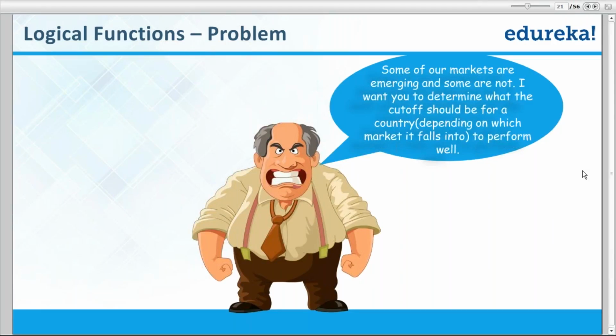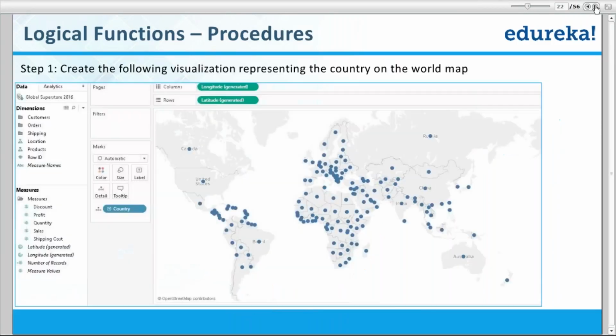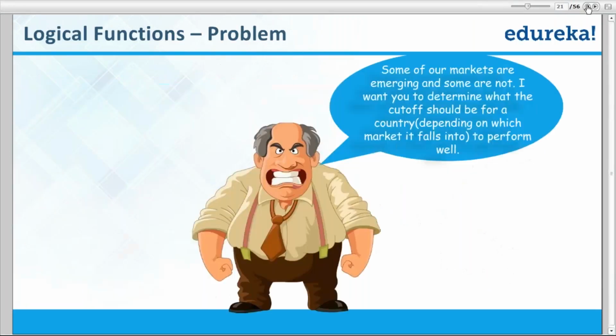Some of our markets are emerging and some are not. I want you to determine what the cutoffs should be for a country, depending on which market it falls into, to perform well. Okay, I'll make this question a bit simpler, friends. Let's not take up this question, it's looking somewhat complicated. What I need here is, you take the profit of a country.